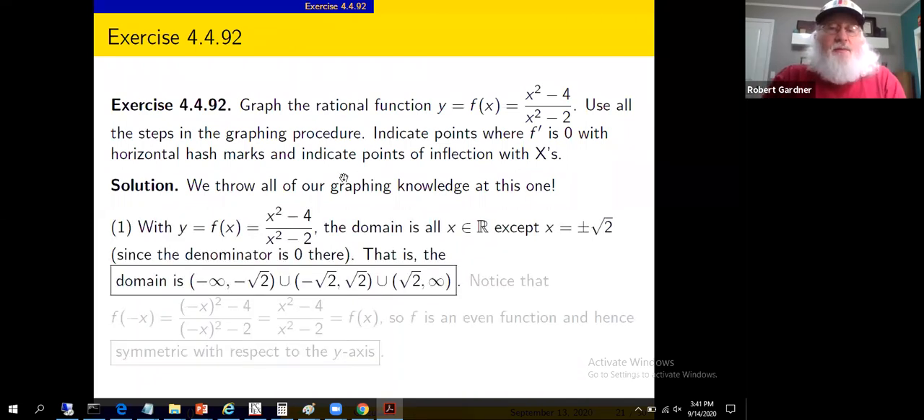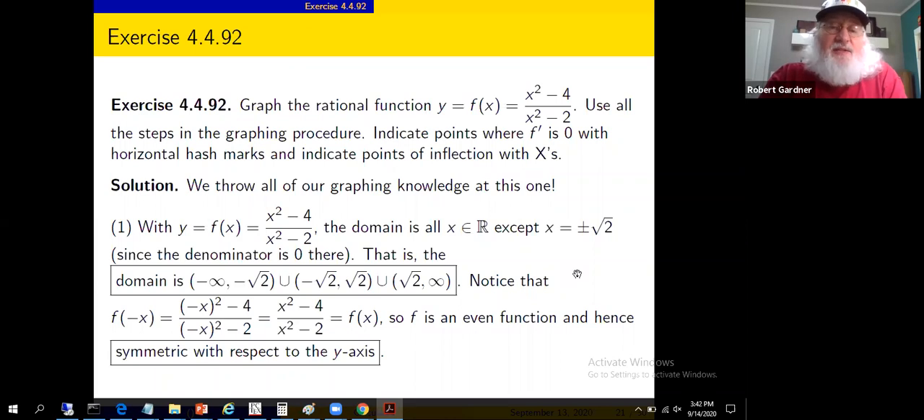First, domain. The only thing that could go wrong is division by 0, and that happens when x is plus or minus the square root of 2. So the domain of the function, this was step 1, is the whole real line with negative square root of 2 and positive square root of 2 removed. When we make the tables, we take the domain of the function and we remove critical points. So next we'll find critical points, and we'll further subdivide this if necessary.